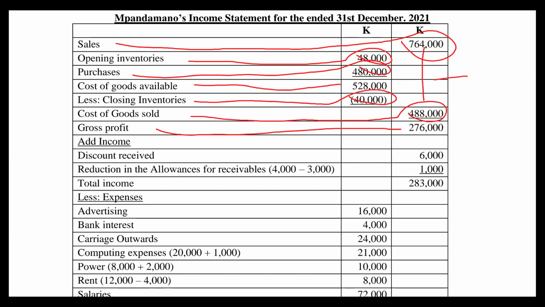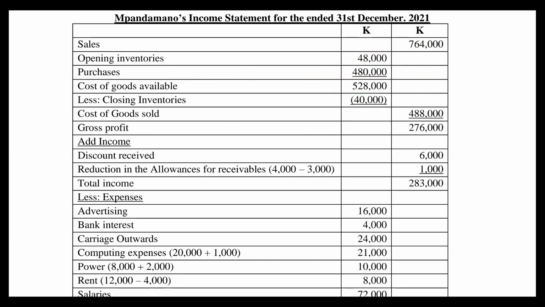Have you followed up there? I think I'm okay up to here. I don't know about the others. Okay. So deduct this from what? From sales, you have the gross profit.